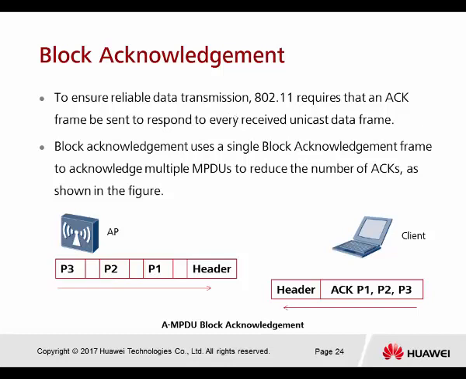Block acknowledgement. To ensure reliable data transmission, 802.11 requires that an acknowledgement frame be sent to respond to every received unicast data frame. So just now, all the MPDU and MSDU were delivered from the AP to the client. Okay, so this MSDU packet is already sent to the client. So when the client receives all that information, it's going to acknowledge. And for the acknowledgement, they don't need to acknowledge three times to the AP. It's required once only.